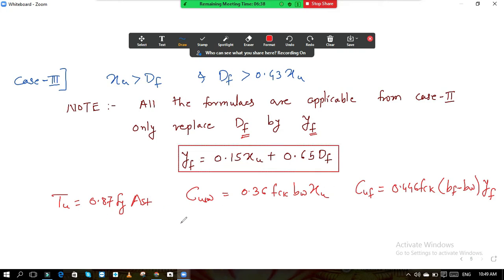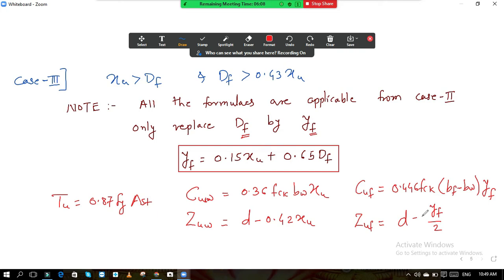Then the next formula is the lever arm ZUW. What is the lever arm? It will be the same, D minus 0.42 XU. This is the lever arm. And here, what is the lever arm ZUF? The lever arm will be D minus DF by 2 in case number 2. So replace that DF by YF, so YF by 2.